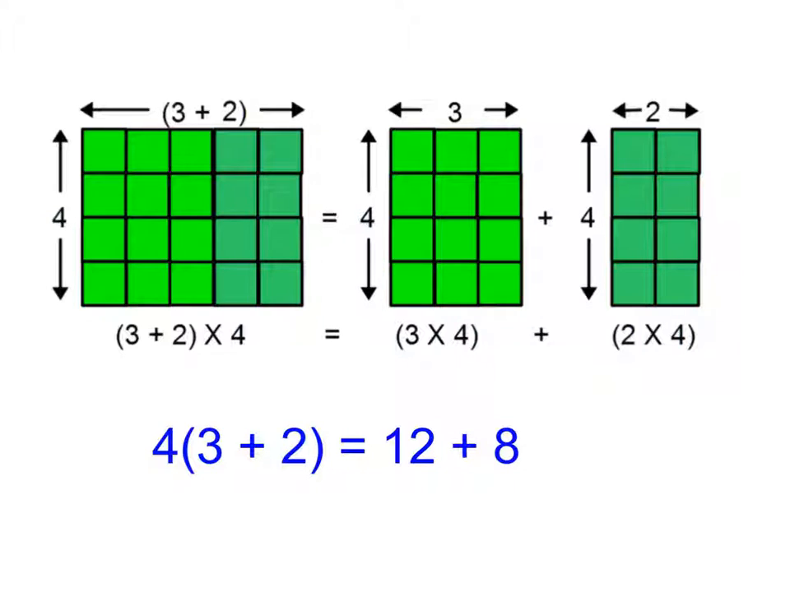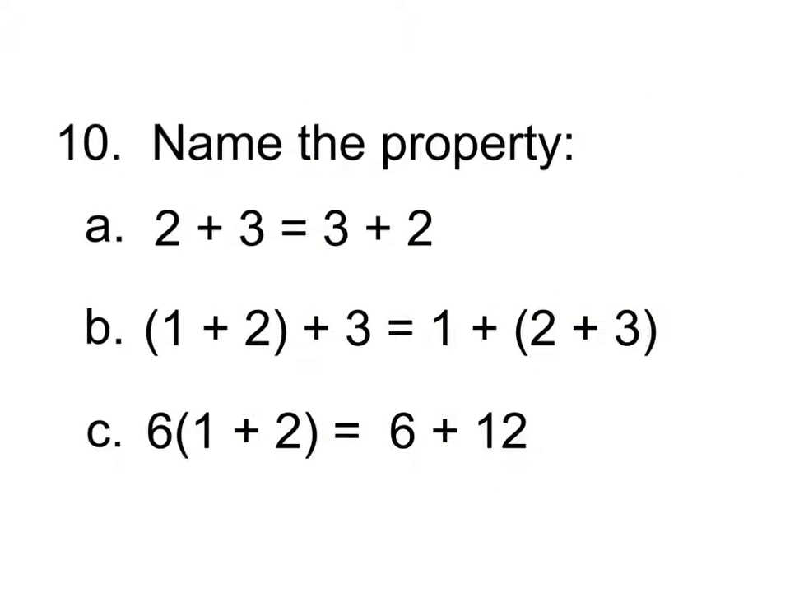Here's a visual example that you can take a look at. Okay, we have the same number of cubes whether we do 4 times 3 plus 2, or if we do 4 times 3 plus 4 times 2. So that's a visual example we can see. Do a quick check, name each property, and then pause the video or start the video up to check your answers again.